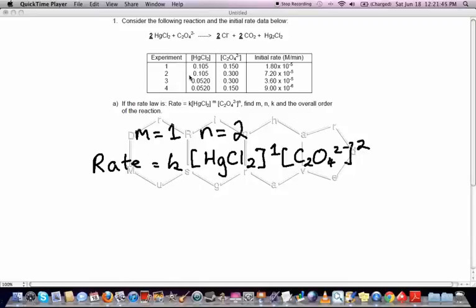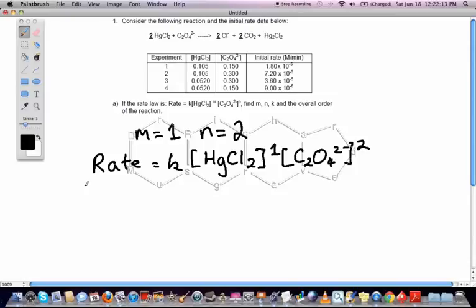Alright, in finding k, what we can do is recognize that k is going to be the same for any experiment that we choose here. It might not be exactly the same, but it'll certainly be in the ballpark. So it doesn't really matter which experiment I choose to substitute values in. So if I just go ahead and choose experiment 1, it's just a matter of then throwing in these values and then calculating k and isolating it. So let's see what we can do here. We've got a rate that's going to be 1.80 times 10 to the negative 5.